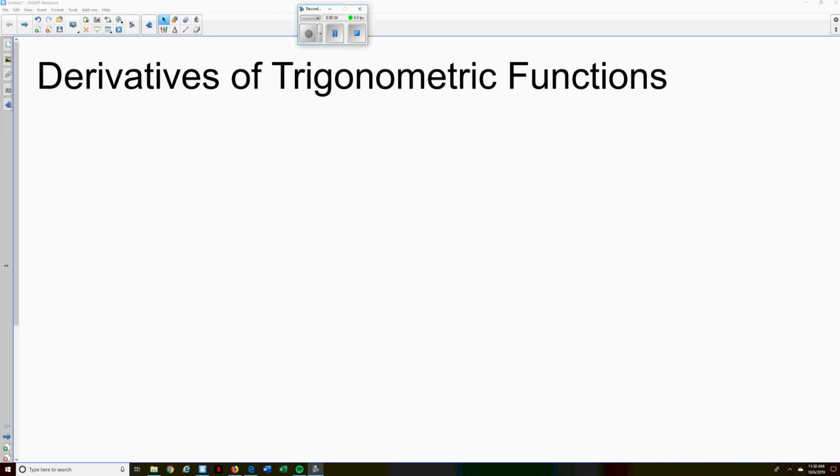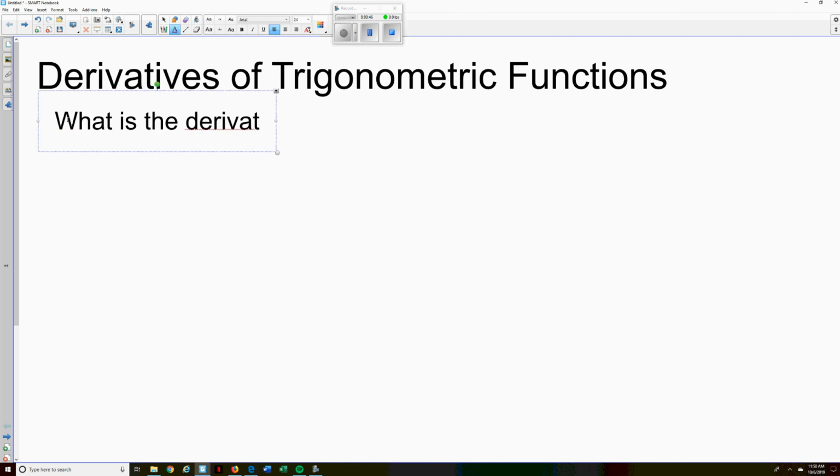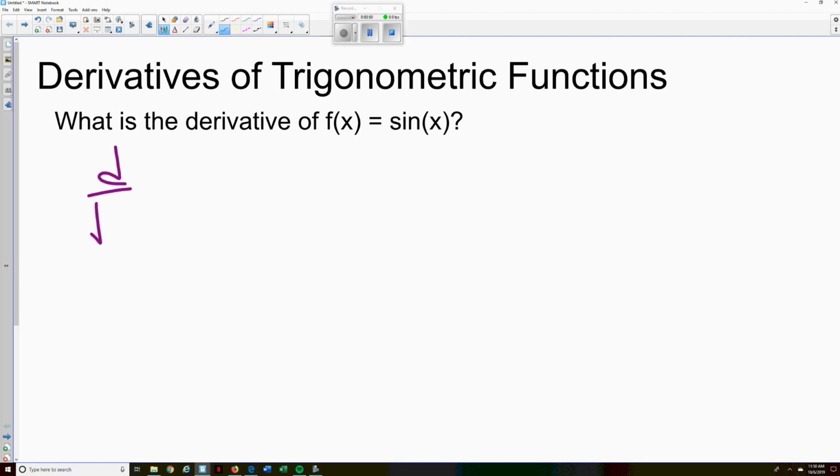All right. So for our first question, we're going to look at, what is the derivative of f of x equals sine x? That's what we're going to look at right now. Okay, so let's do this. So here we go, the derivative of sine x.